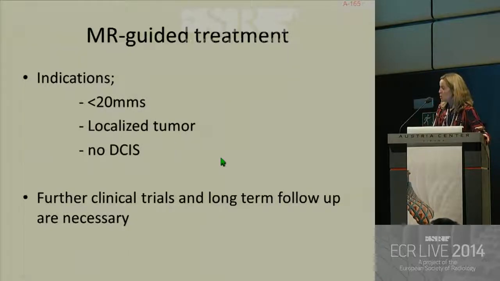There is only a small number of preliminary studies looking at this, with varying rates of tumour necrosis of between 20 to 100%. The low tumour necrosis rates are thought to be due to MR not being as good at detecting intraductal components. So currently indications for this kind of treatment are tumours less than 2 centimetres, a localised tumour, and no DCIS. But further clinical trials and long-term follow-up are necessary.